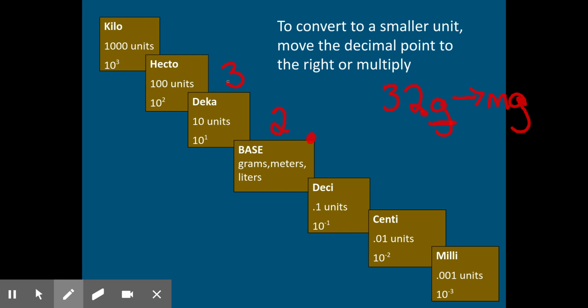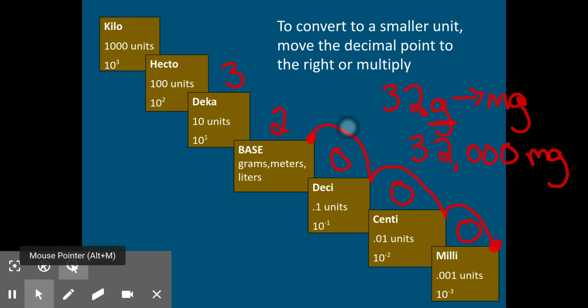I'm going all the way down to milli. So I need to move the decimal here, here, and then here. And these empty stairs, we just put placeholders. We put zeros. So in 32 grams, we have 32,000 milligrams. Okay, that's what makes it so easy to convert within the metric system. All I'm doing is moving my decimal point to another stair step. Let's try another one.